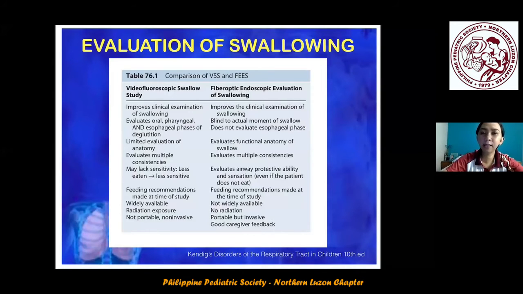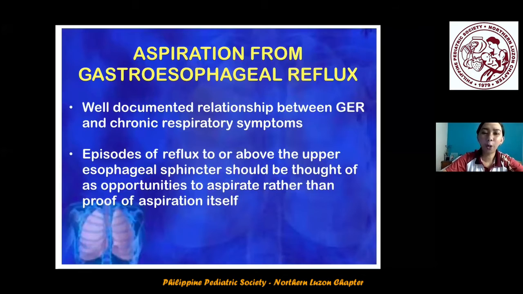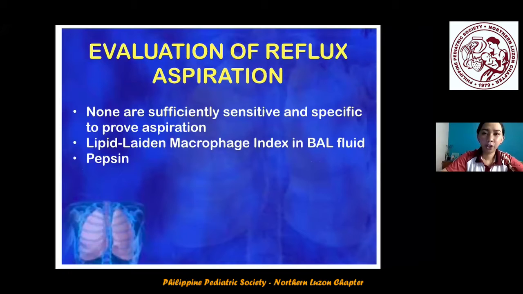So there is a documented relationship between GER and chronic respiratory symptoms, and episodes of reflux to or above the upper esophageal sphincter should be thought of as opportunities to aspirate rather than proof of aspiration itself. In the evaluation of reflux aspiration, actually none are sufficiently sensitive and specific to prove aspiration.